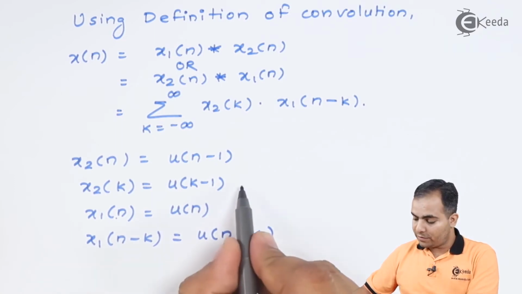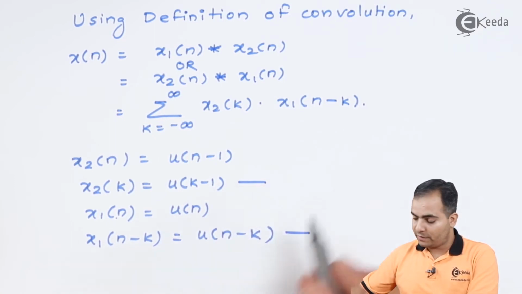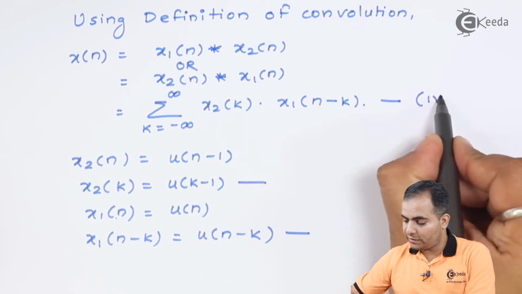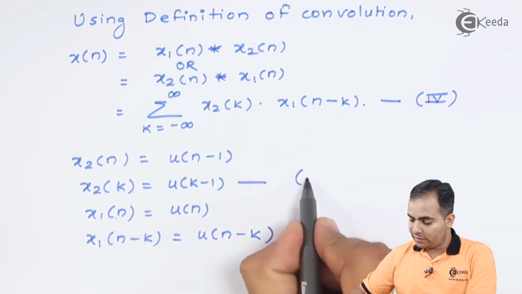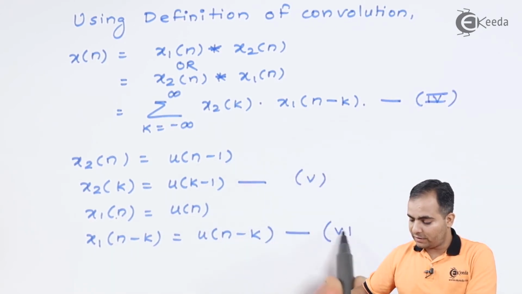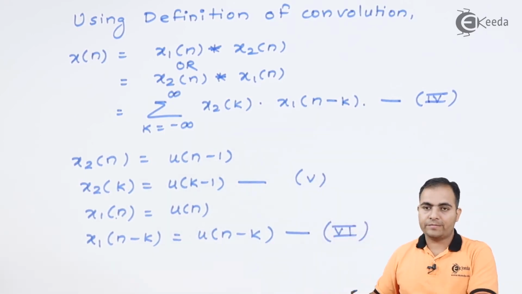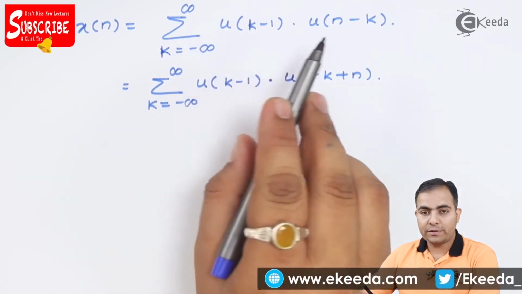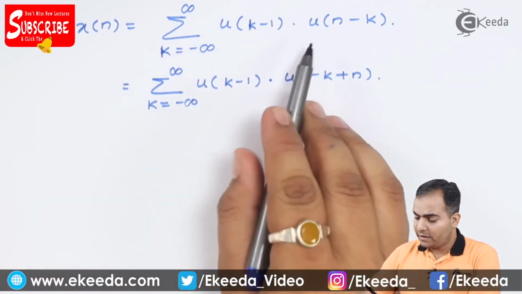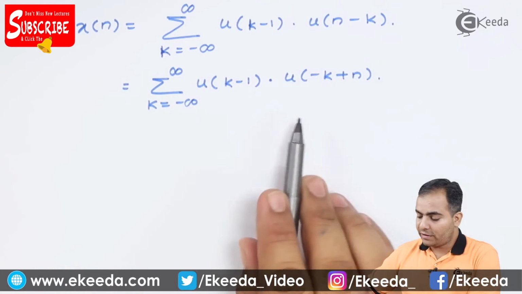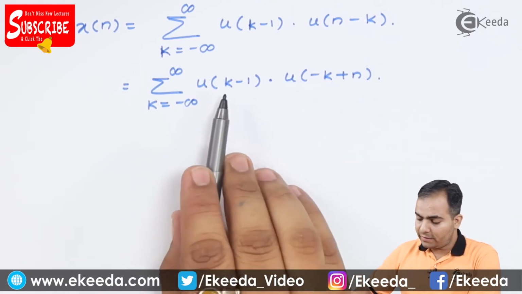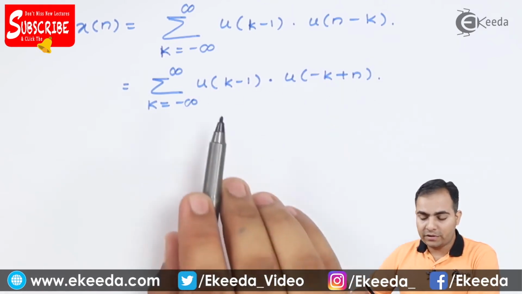Now I'll substitute both these values in equation number 4. Let's say this is my equation number 4, this one is 5 and this one is 6. So I'll substitute 5 and 6 in my equation number 4. After substituting the values of 5 and 6 in equation number 4, I have got this equation. Now I can write this u of n minus k like u of minus k plus n. Now I'll draw the graph for both these equations.